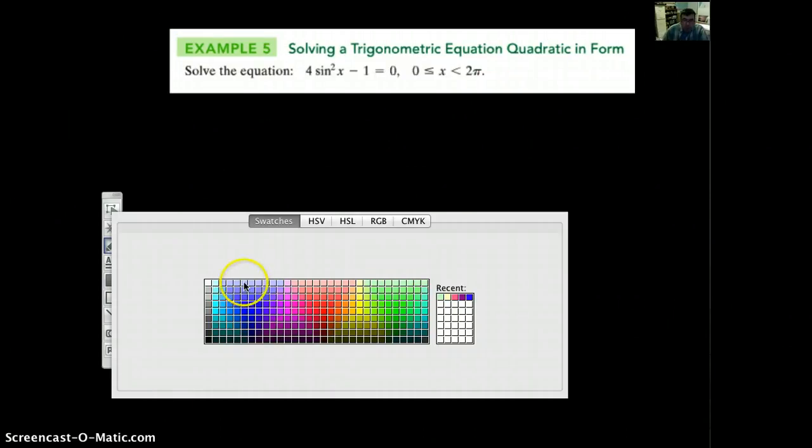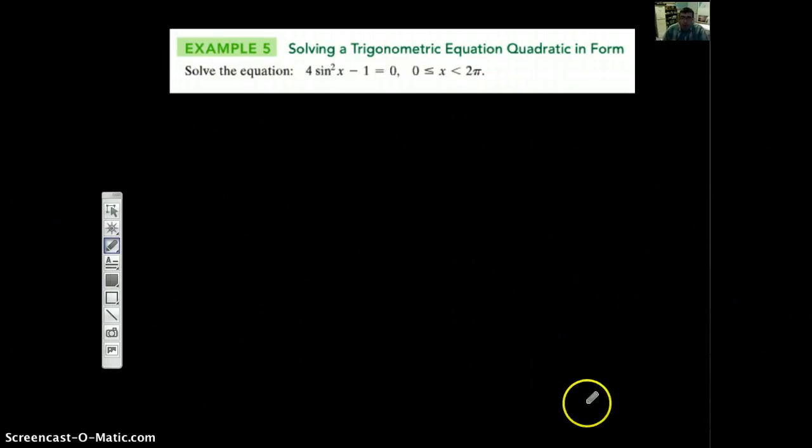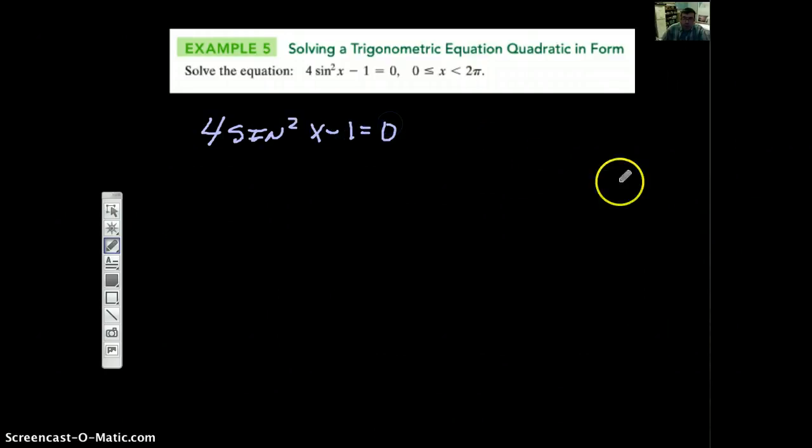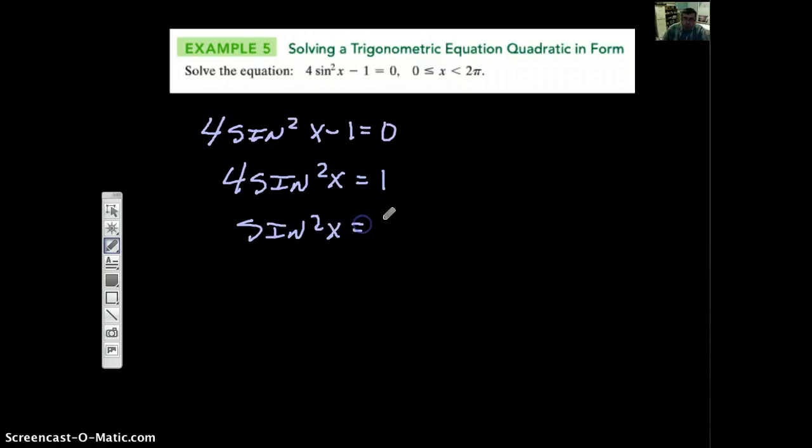All right, next. Now, this problem is a lot similar to the last. Again, we're just working problems here. We want to solve that for sine. So we're going to add the 1. Then we're going to divide by 4. And we're going to take the square root of both sides.